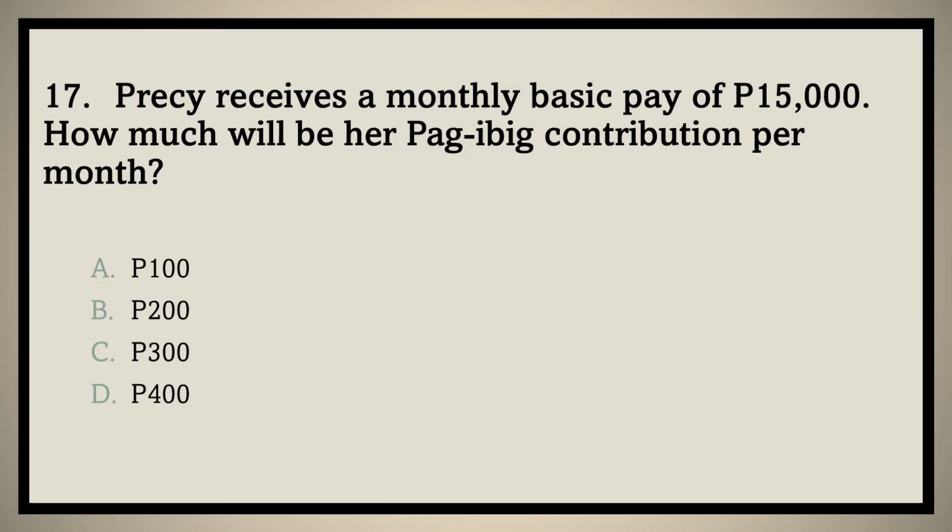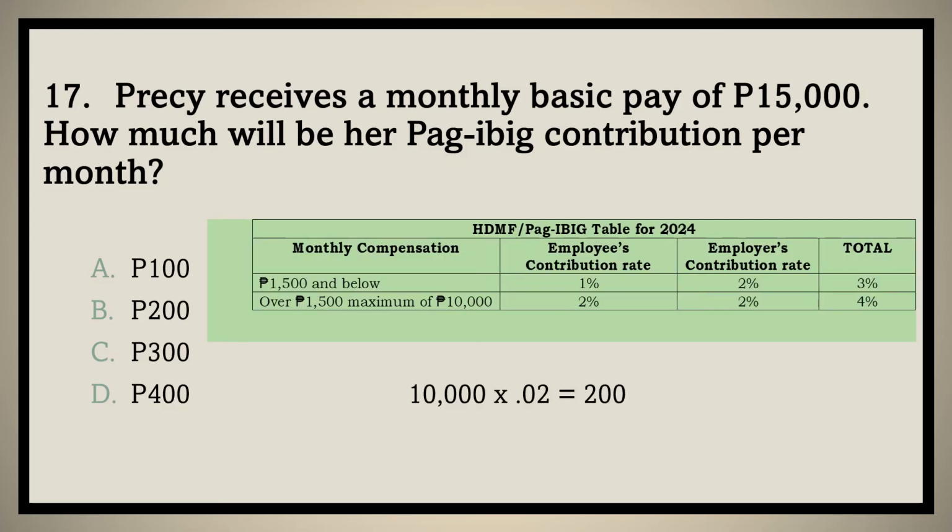A. 100 pesos. B. 200 pesos. C. 300 pesos. D. 400 pesos. The maximum Pag-ibig contribution is capped at 200 pesos per month once members have a monthly salary above 10,000 pesos. So the answer is 200 pesos.